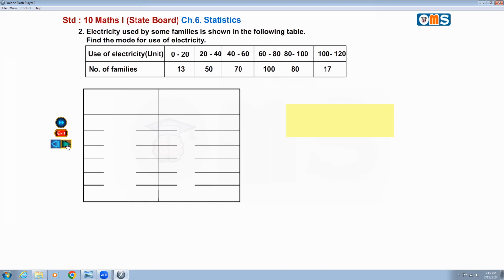What is meant by mode? What is the formula for mode? Mode is equal to L plus (F1 minus F0) divided by (2F1 minus F0 minus F2), into H.